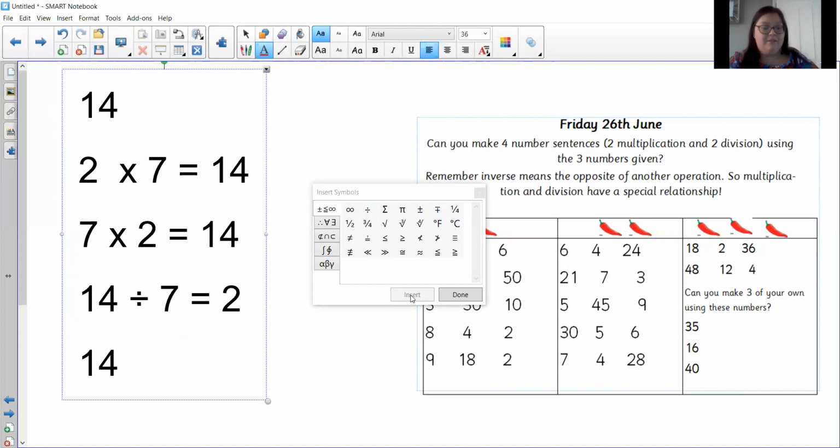And 14 divided by 2 equals 7. Okay, so there you have it.